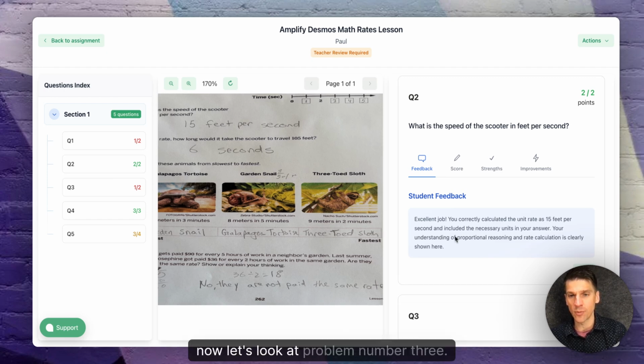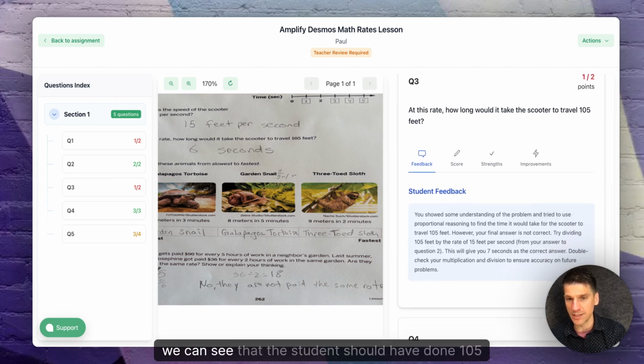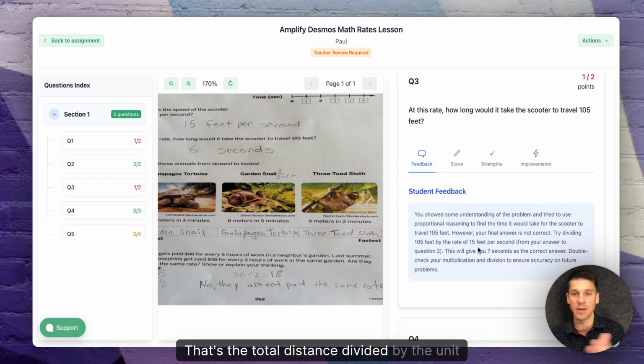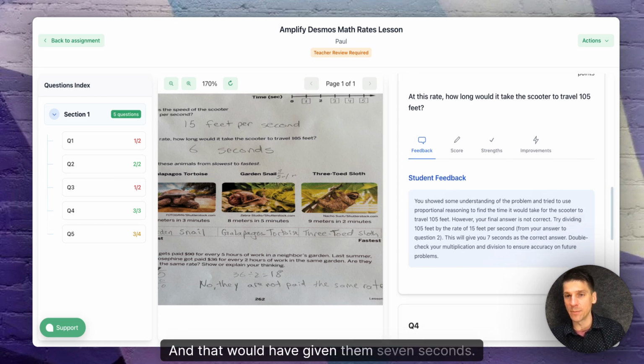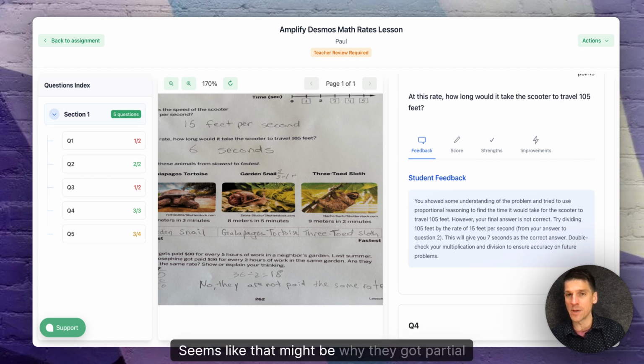Okay, now let's look at problem number 3. They got partial credit, right? If we look through the feedback, we can see that the student should have done 105 divided by 15. That's the total distance divided by the unit rate. And that would have given them 7 seconds. The student got 6 seconds. So they were close. Seems like that might be why they got partial credit.